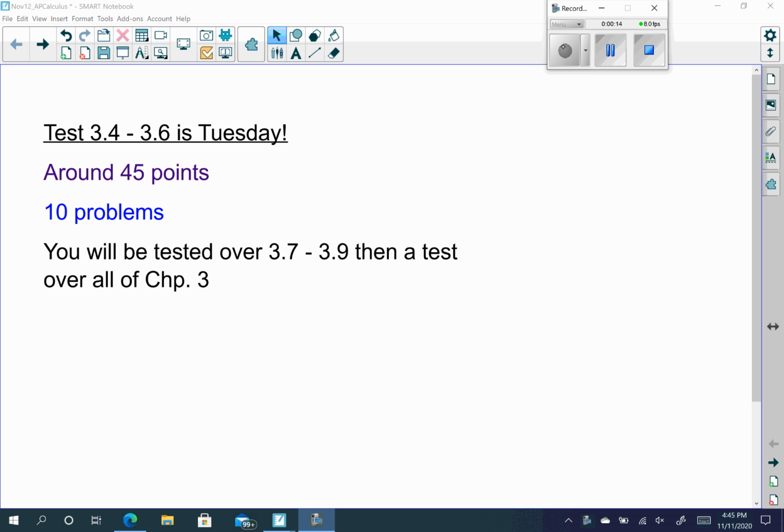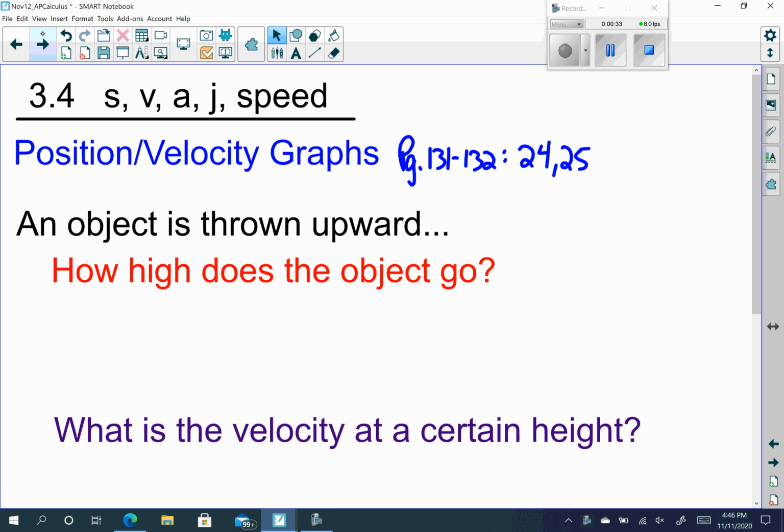And then just know that so far I've tested you over sections 3.1 to 3.3, 3.4 to 3.6 will be next, and then the third part will be 3.7 to 3.9. Then we will review. I'll give you plenty of problems to review. There's going to be a test over all of chapter 3. So I just want to review some things here.